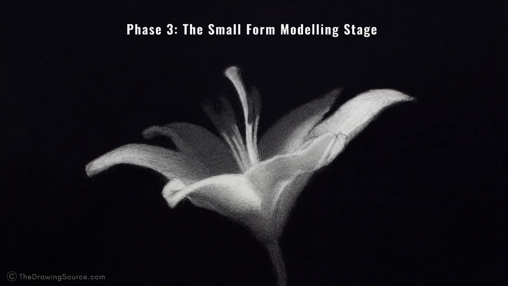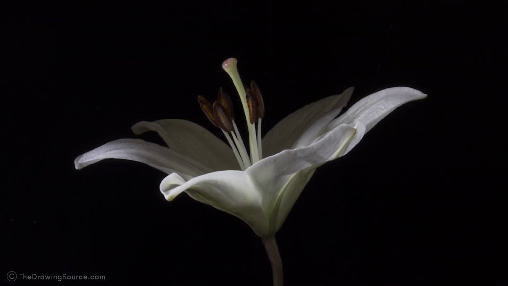The small form modeling stage. Now that the big forms have a sense of volume, we can turn our attention to the smaller forms. These include both the separate small forms, like the ones in the center of the flower, and the smaller forms embedded in the larger ones. For example, this petal is made up of several smaller interlocking forms.